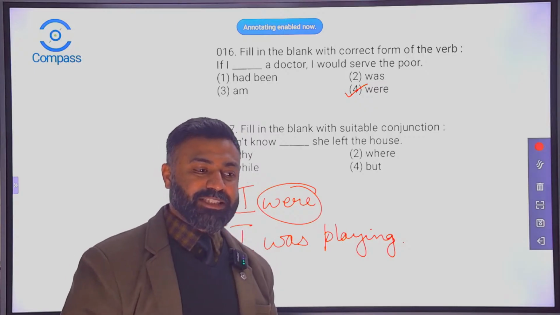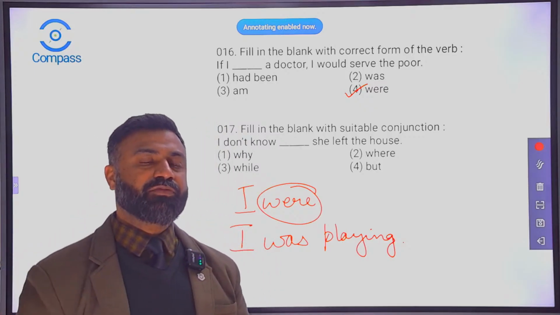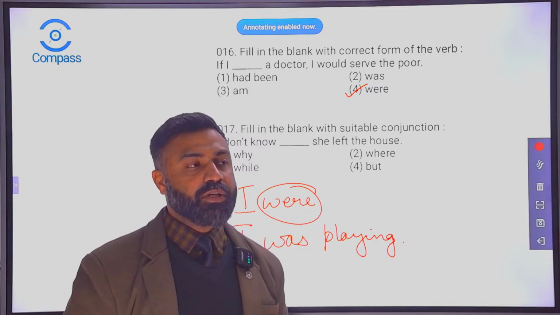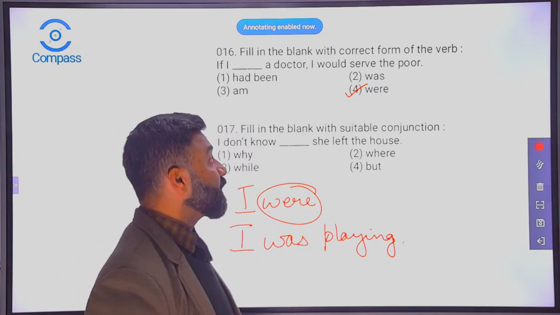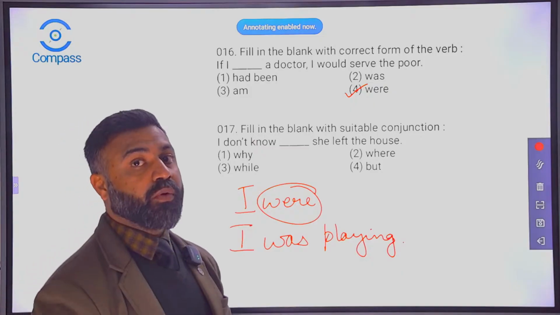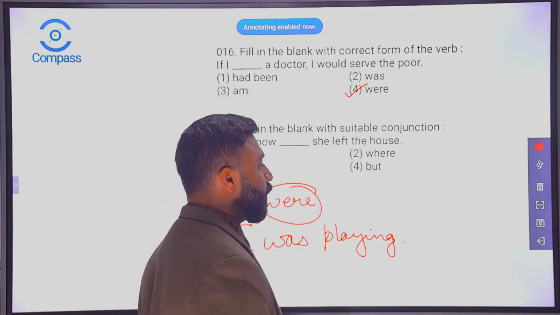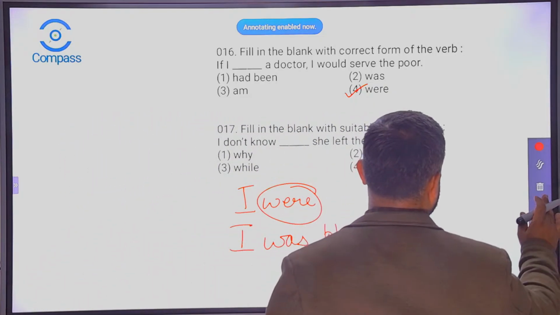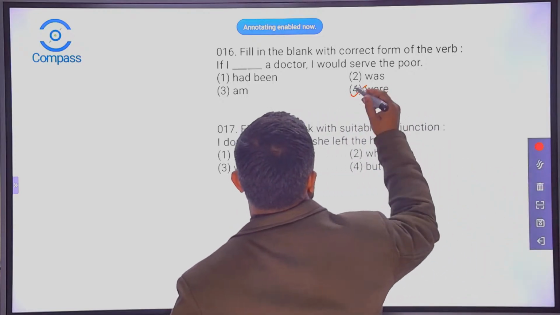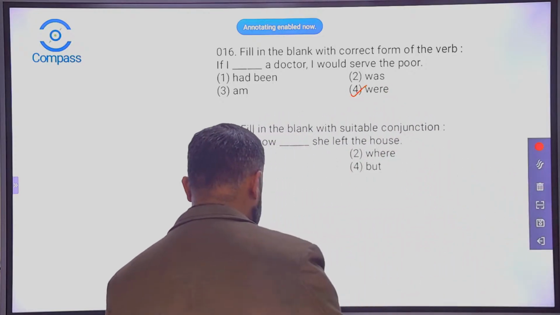Right? So when you express a desire which has yet not been fulfilled, what do you use? You use if I were. Were is the right verb that you're going to be using here. All right. So were is the right answer. Fill in the blank. Okay.